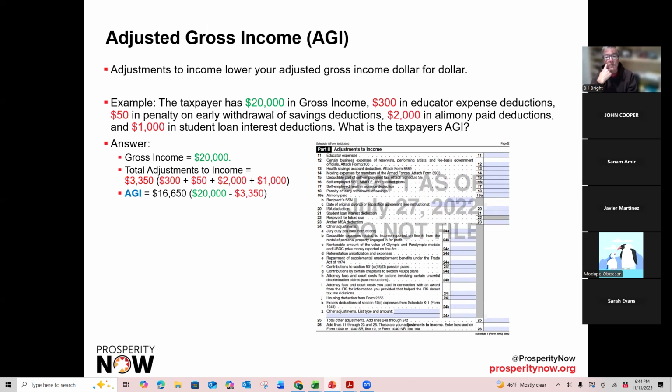So here's an example. Taxpayer has $20,000 in gross income. He has these expense deductions: $300 in education expenses, $50 for the penalty for early withdrawal, $2,000 alimony paid, and $1,000 in student loan interest. What's his AGI? Well, you add up all the red and you subtract it from the green of 20,000, and his AGI is 16,650. Again, now that's before the standard deduction, okay? But this is 3,350 that he doesn't have to pay tax on.